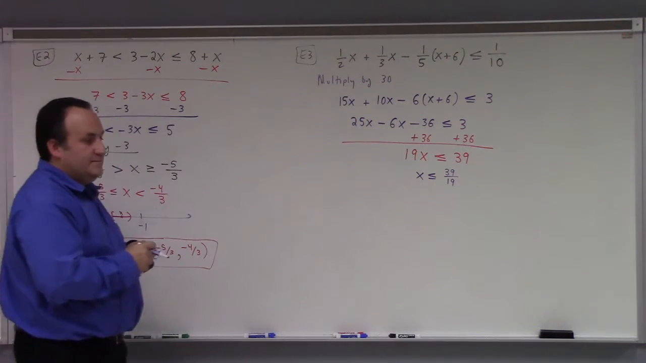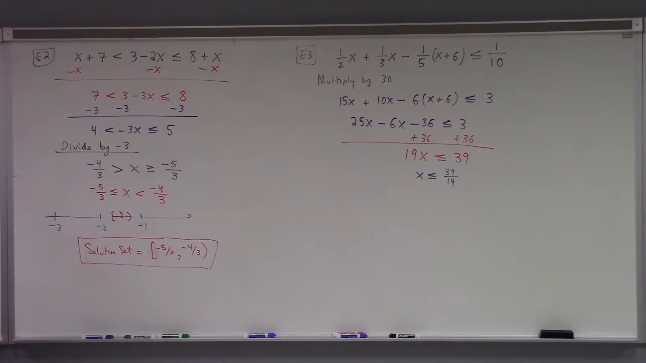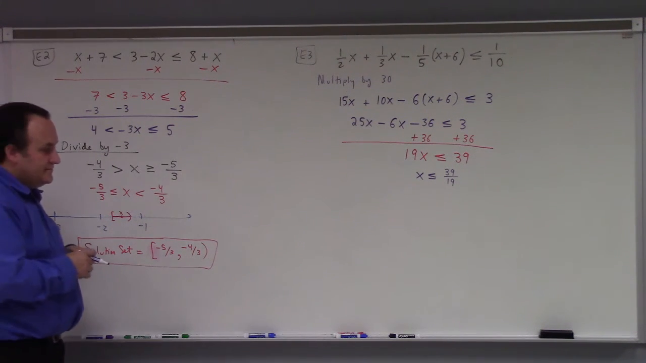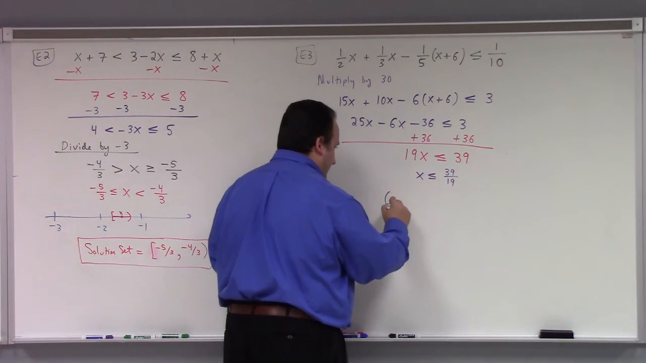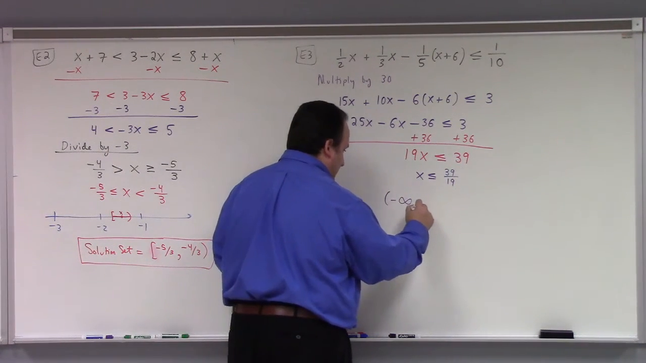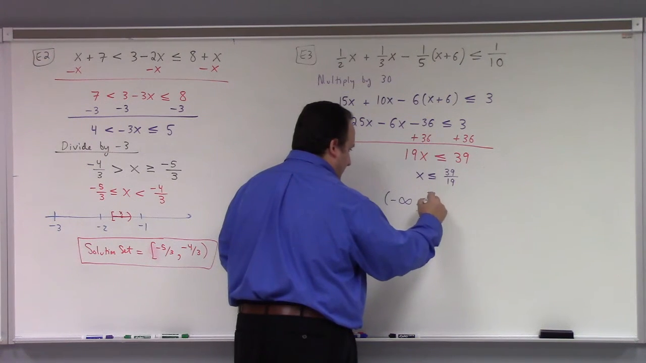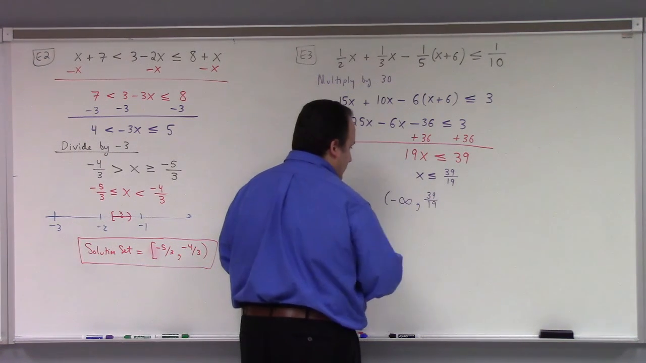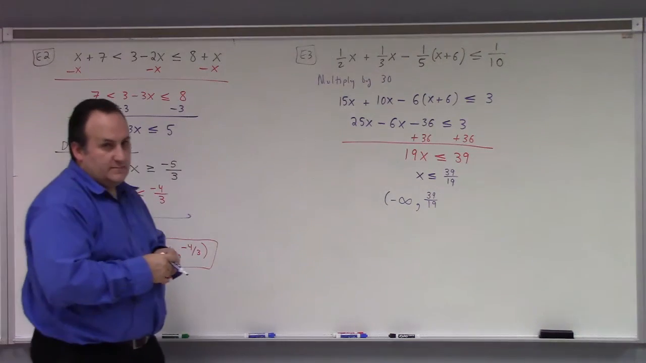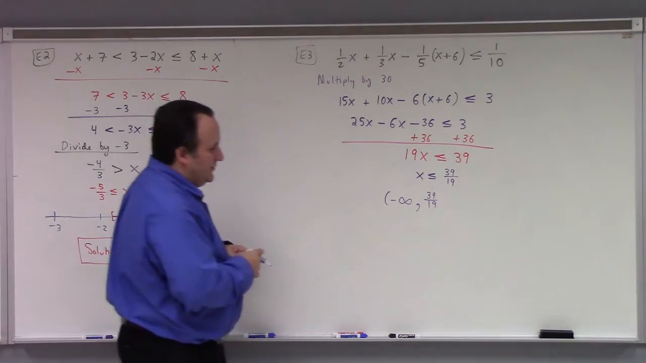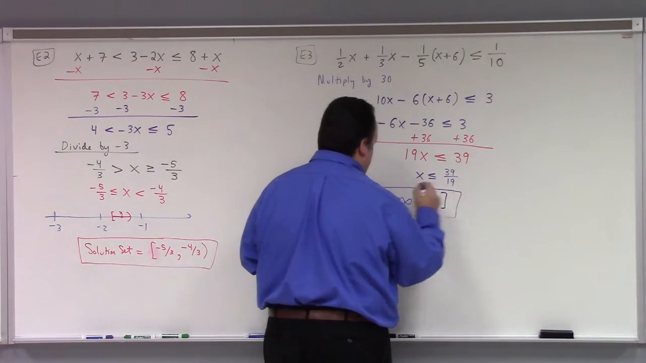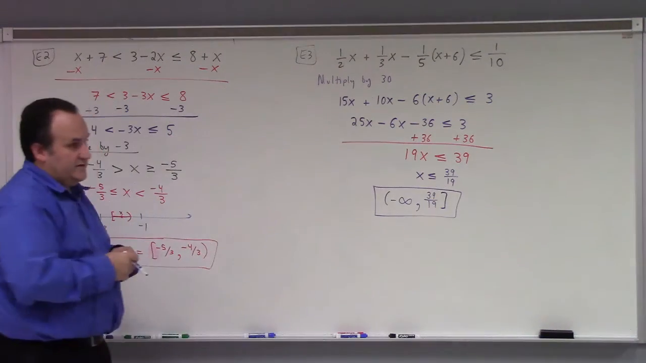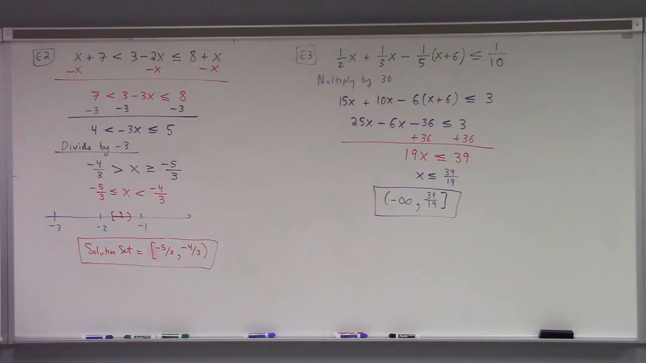So what's my solution? In interval notation, what do we want? We want minus infinity all the way to 39 over 19, included or excluded? What do you guys think? Included, right? Because it's less than or equal to. So there you go. This is the solution set to that somewhat ugly looking inequality.